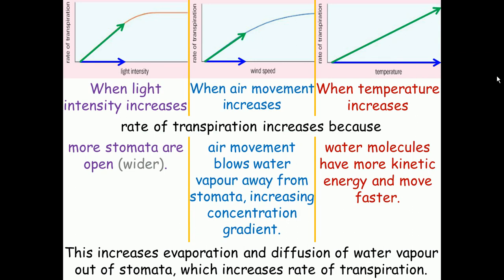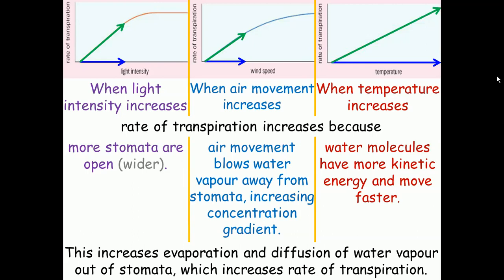So here is a summary of exam answers for all three factors. When light intensity or air movement or temperature increases, the rate of transpiration increases. In the case of light, it's because more stomata are open. For air movement, that air movement blows water vapor away from the stomata and that increases the concentration gradient. Whereas in temperature, the water molecules have more kinetic energy and move faster. And then in all three factors, this increases evaporation and diffusion of water vapor out of the stomata, which increases the rate of transpiration.